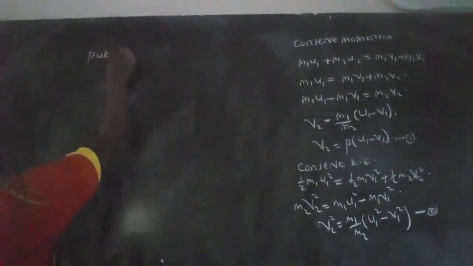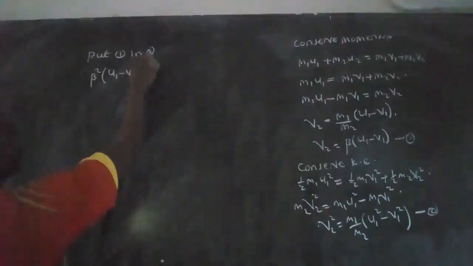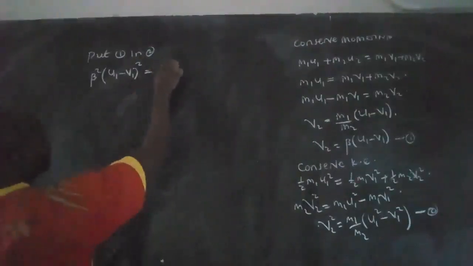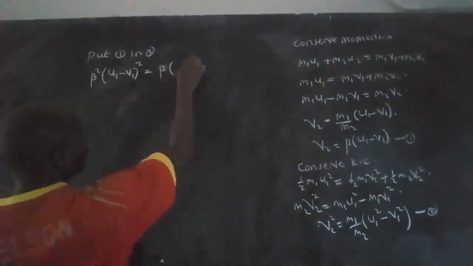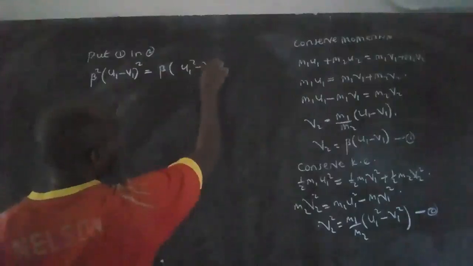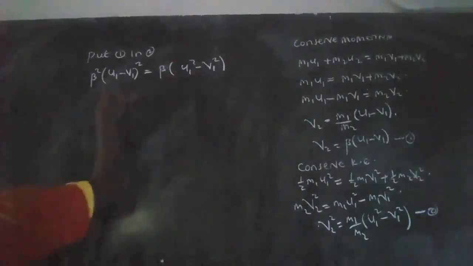Put equation 1 in what? In 2. So put 1 in 2. Okay? If you put 1 in 2, we shall now say put it to be b squared into u1 minus v1 squared is equal to, this is beta, by the way, that's beta into u1 squared minus v1 squared. Now from there, this is the difference of two squares, okay?